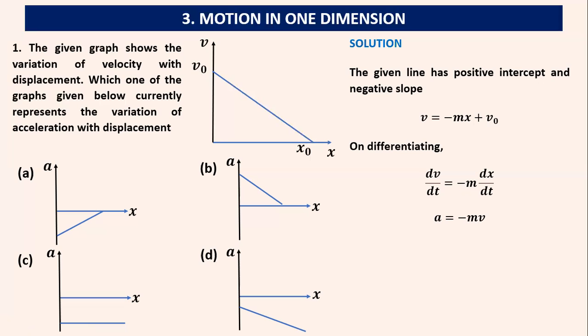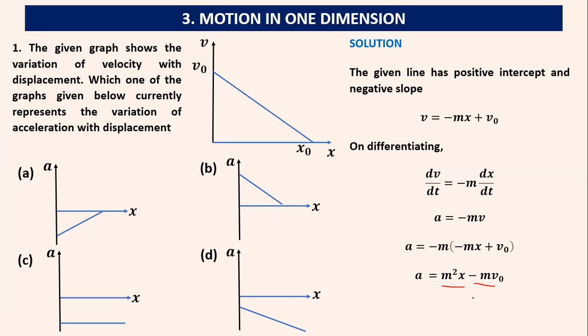This v in this equation is replaced by the first equation, v equals minus mx plus v naught. So acceleration equals minus m into minus mx plus v naught. Let us multiply on the right hand side. We get acceleration equals m square x minus m v naught. So in this equation, we have a positive slope and a negative y-intercept. The slope is positive, whereas the y-intercept is negative.